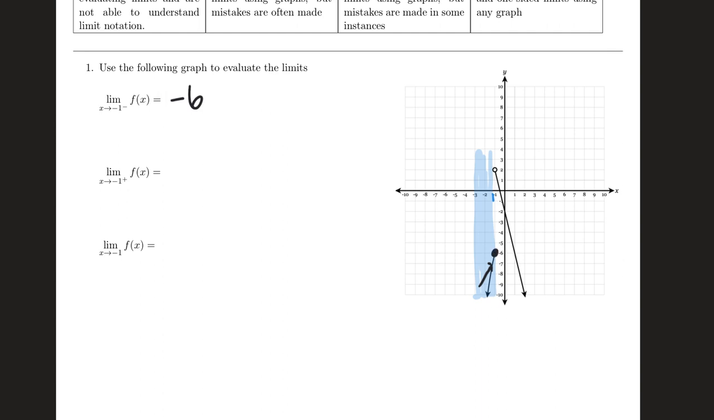And then next I want to do -1 on the right. I'm just doing all this stuff on the right. And I see as I work my way towards -1, I'm going to go into this open circle here, which is at 2. And we've seen before that if these numbers are not the same, then the full limit always does not exist.